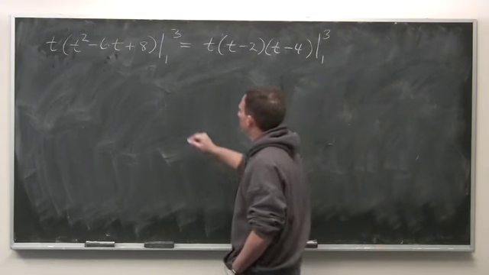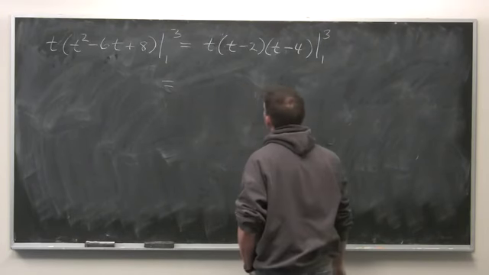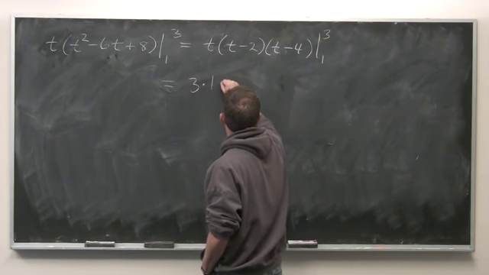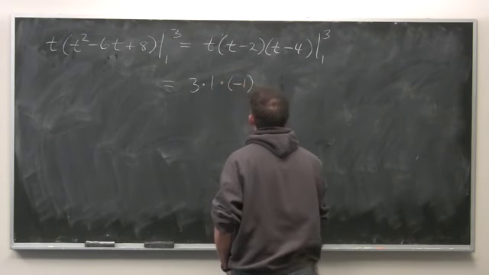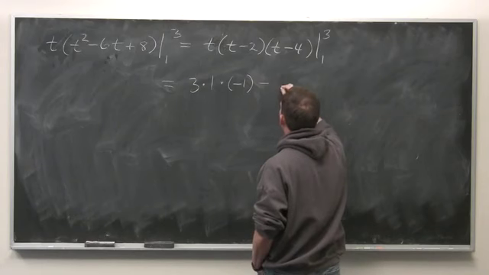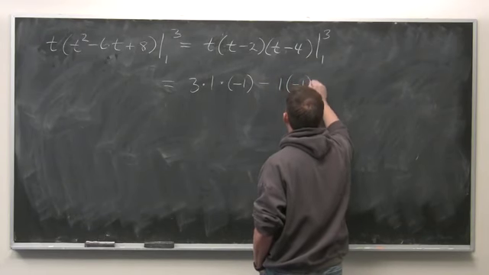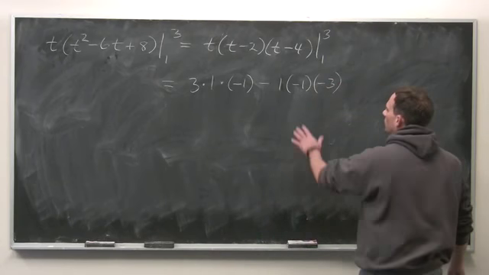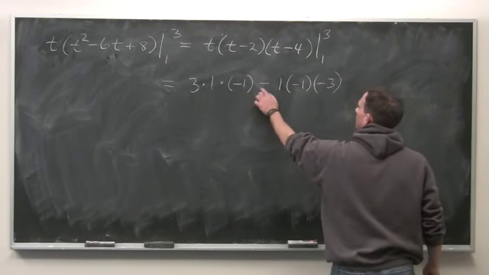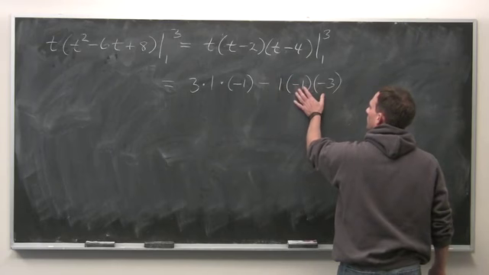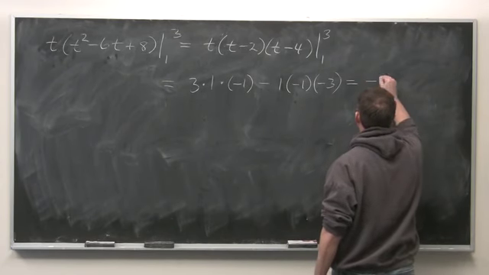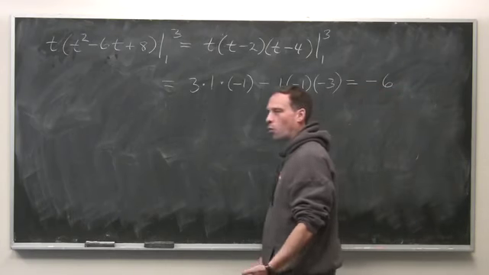So what do we get? You plug in t as 3, so we get 3 times 1 times minus 1, minus what you get at 1, which is 1 times minus 1 times minus 3. So we get minus 3 minus plus 3. So we get minus 3 minus 3. We get minus 6. Minus 6 what?